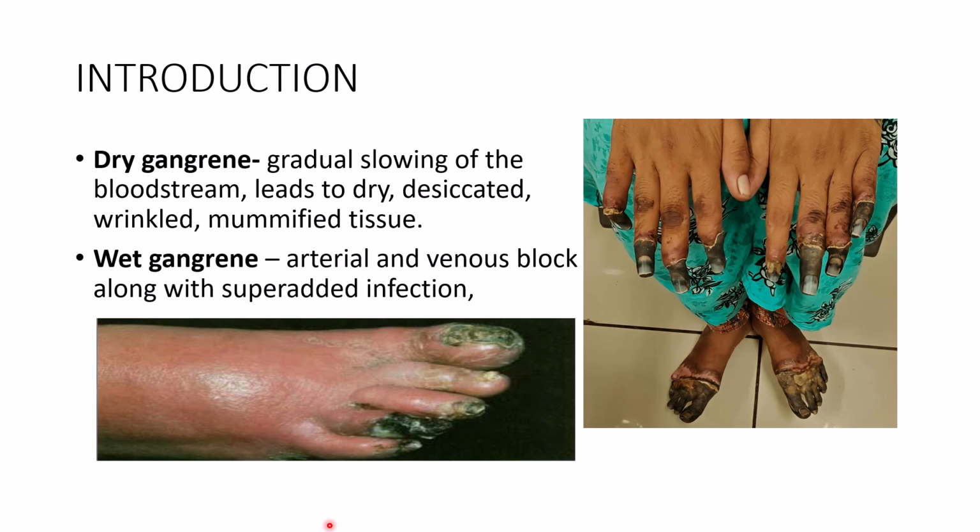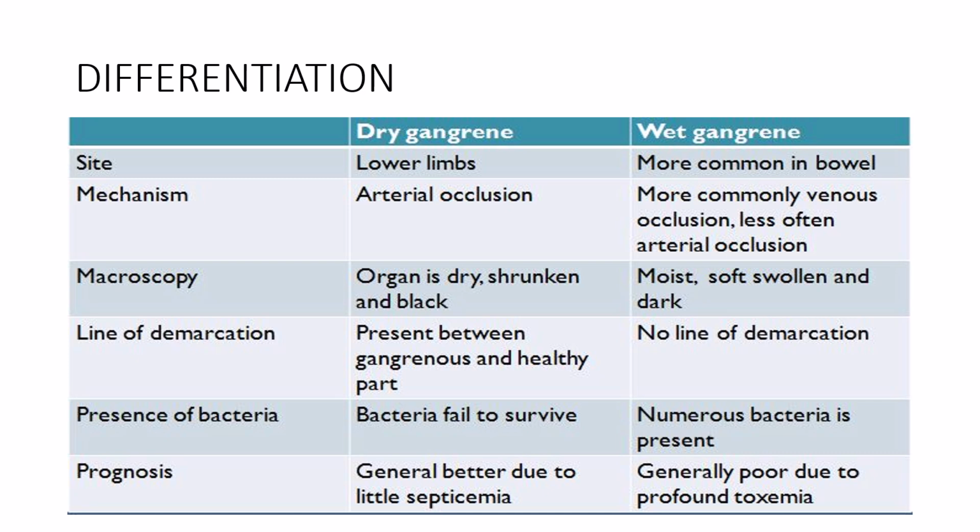It occurs along with superadded infections also. Due to the infection with the putrefaction, it causes an edematous swelling. It has a discolored part and it spreads proximally with a vague line of demarcation from the adjacent viable tissue. If you can see over here, this is a classical example of wet gangrene. Now we'll be seeing the differentiation between them.